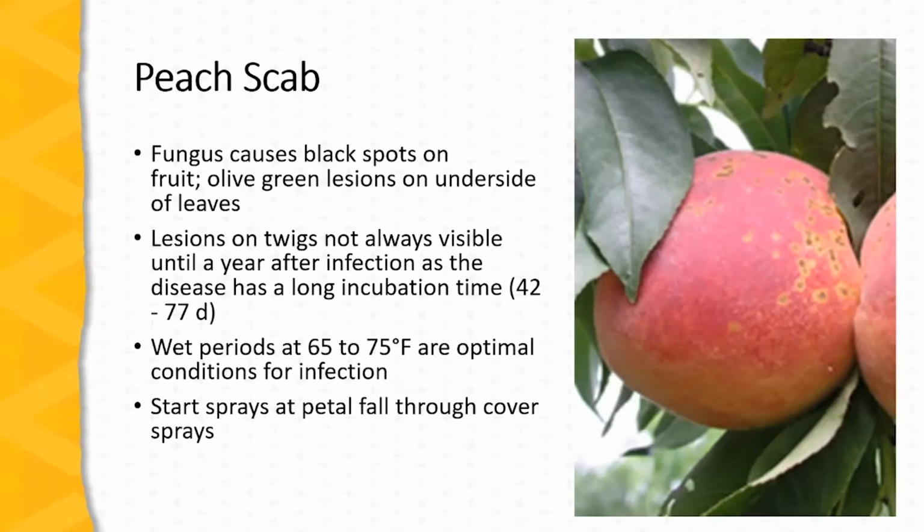It becomes an issue with wet periods at 65 to 75 degrees Fahrenheit, and sprays to manage peach scab should take place from petal fall through cover sprays. Frequently, the sprays that manage brown rot give adequate control of peach scab as well.